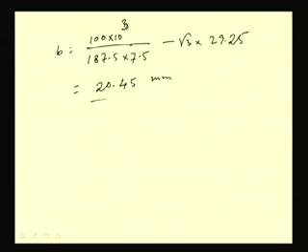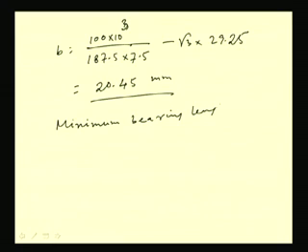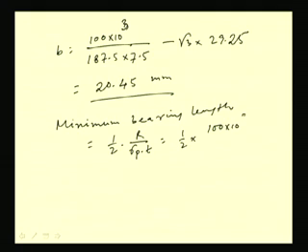So in this way I can find the bearing length as 24.5 millimeter. Again we have to check whether it is more than the minimum bearing length or not. Minimum bearing length we know is half into R by sigma P into T. So half into R means 100 into 10 cube, sigma P means 187.5, into T means 7.5.